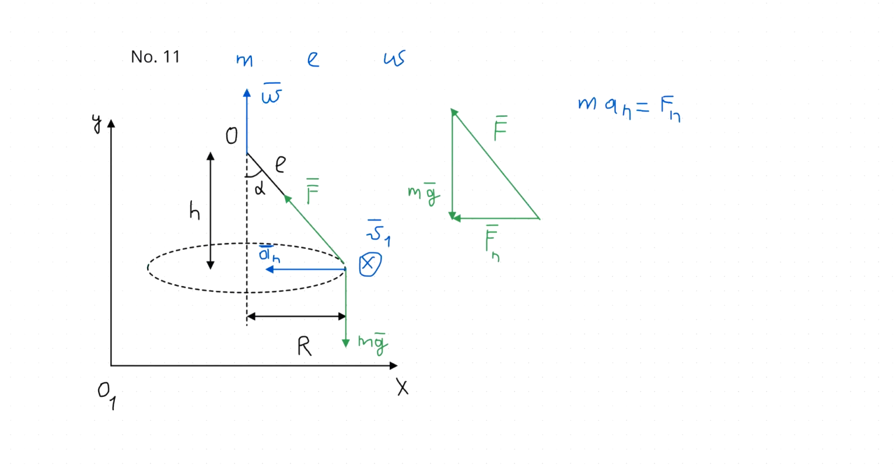Okay, and how can we define this force Fn? Here we still have two unknown variables, a_n and Fn, and only one equation. So we cannot solve this. We need some more equations.